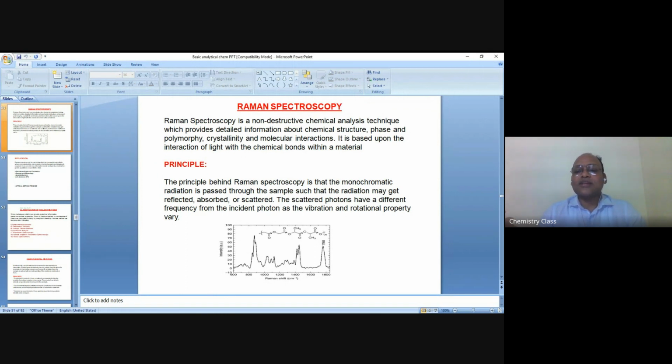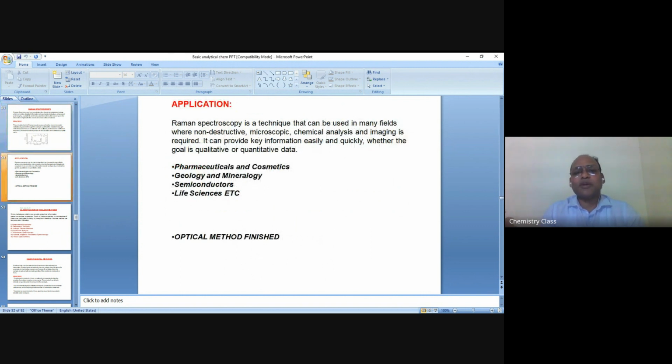This depends on the vibrational and rotational properties. On the basis of that, a graph will be generated, and from that we can calculate the structure of that compound. Okay, next we'll go to the next slide. We'll see the applications of Raman spectroscopy.